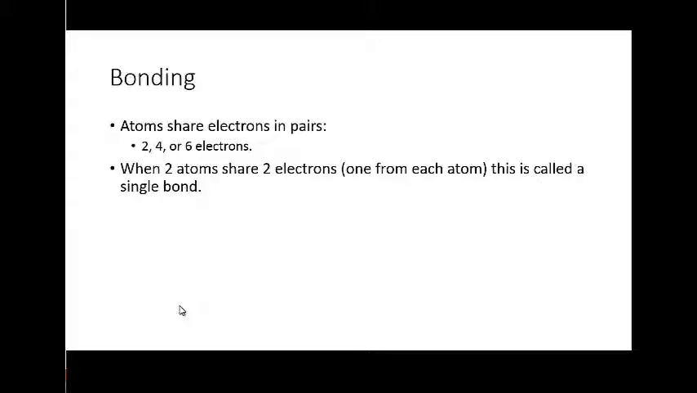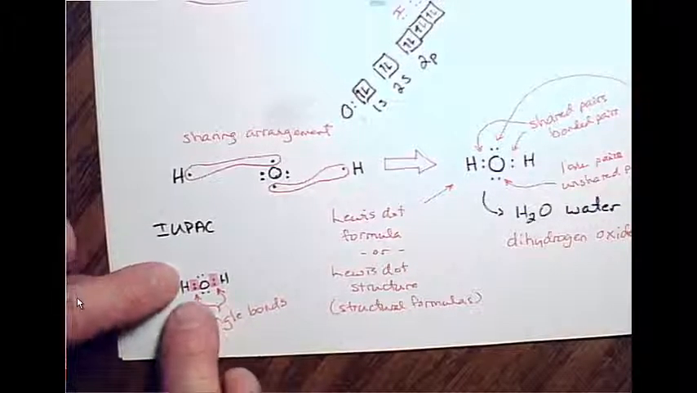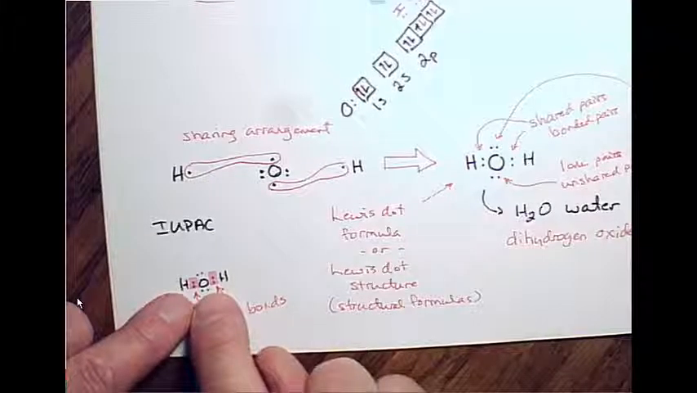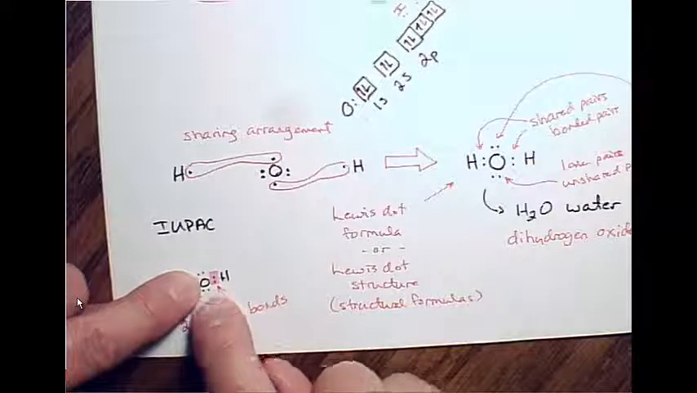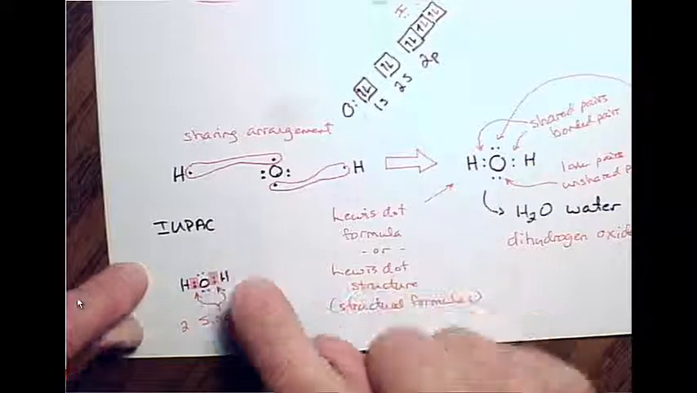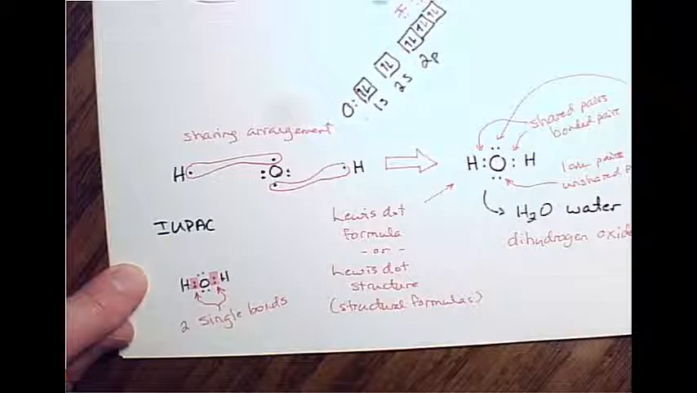And when two atoms share two electrons, one from each atom, this is called a single bond. So this is the single bond here. Two electrons shared between two atoms. This is another single bond here. Okay, two single bonds in water.